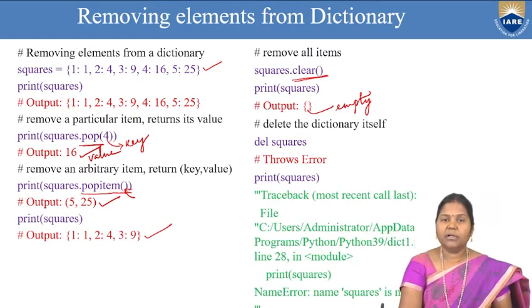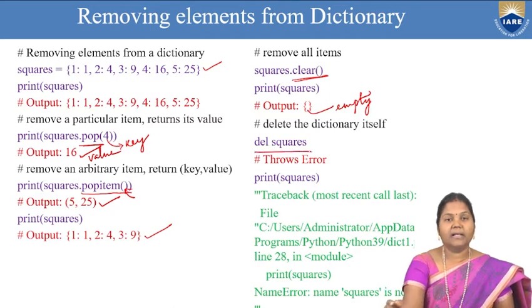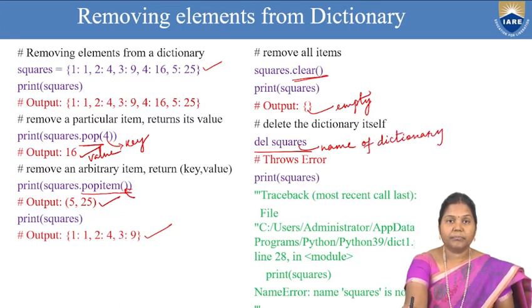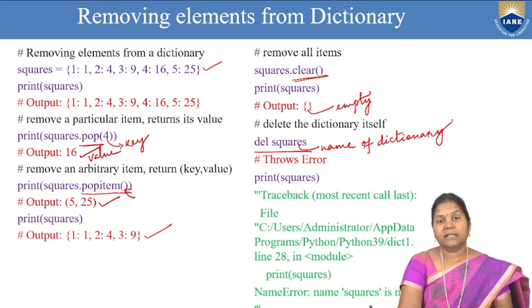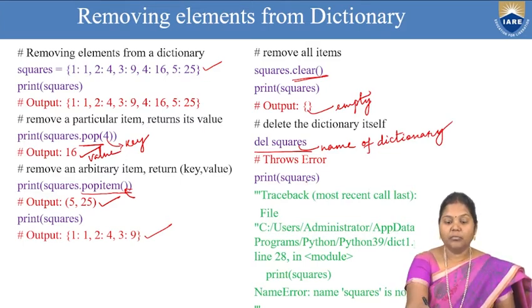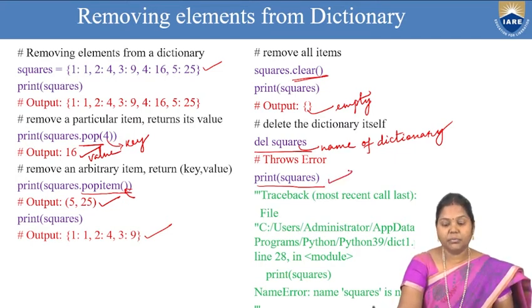Okay. Now if you want to delete the complete dictionary itself, then you can simply write del followed by the dictionary name. This is the name of the dictionary. Now the dictionary will be removed completely from your system. So it deletes that dictionary object. So now if you try to print the squares dictionary, then it will throw a NameError, because the dictionary object named squares does not exist anymore. That's why it will return you a NameError.